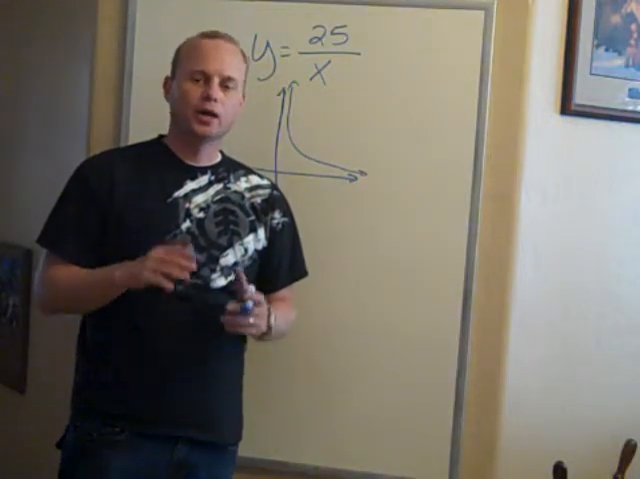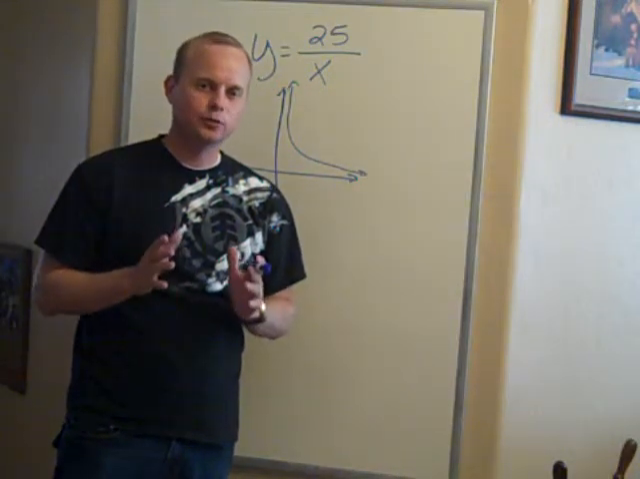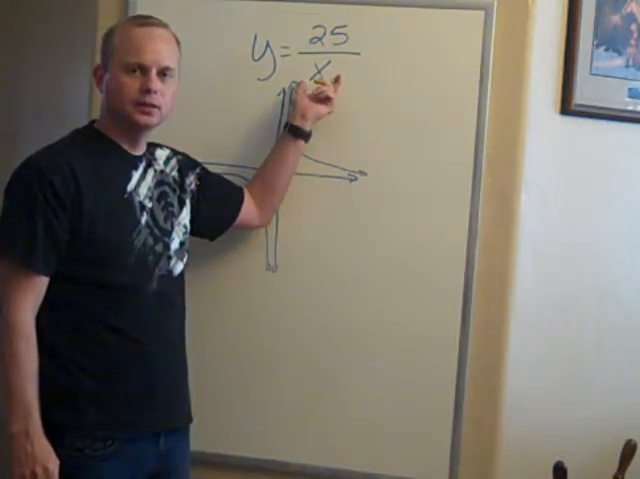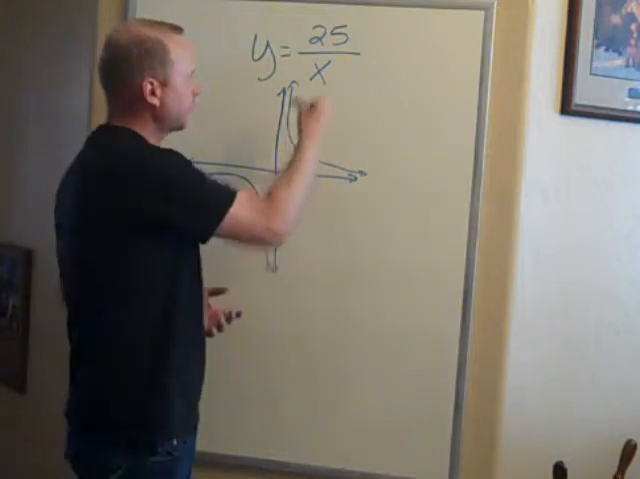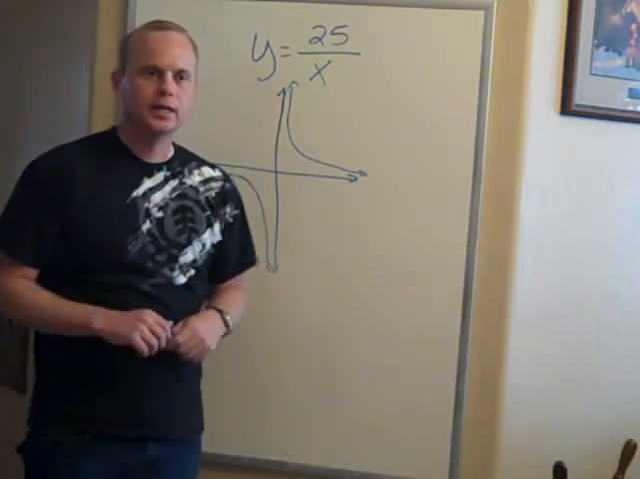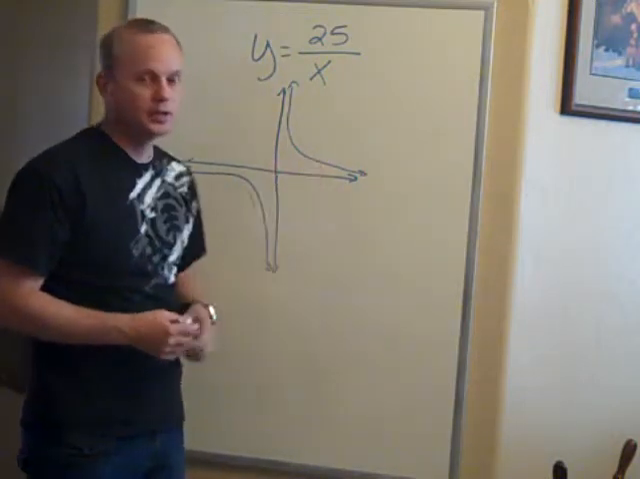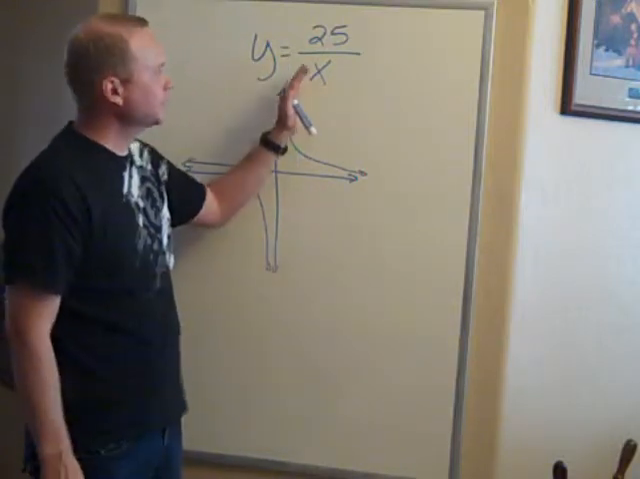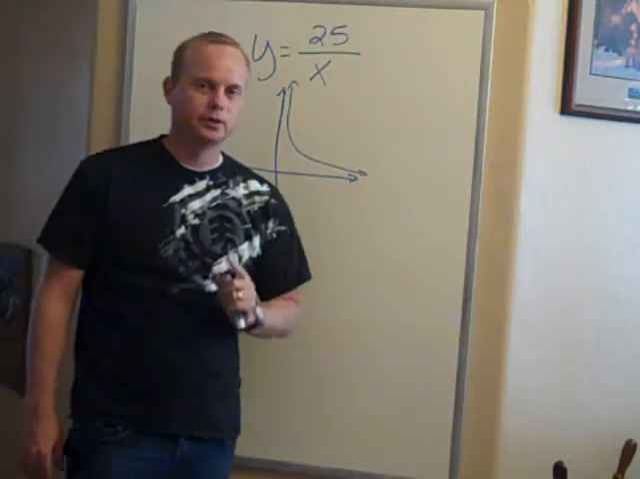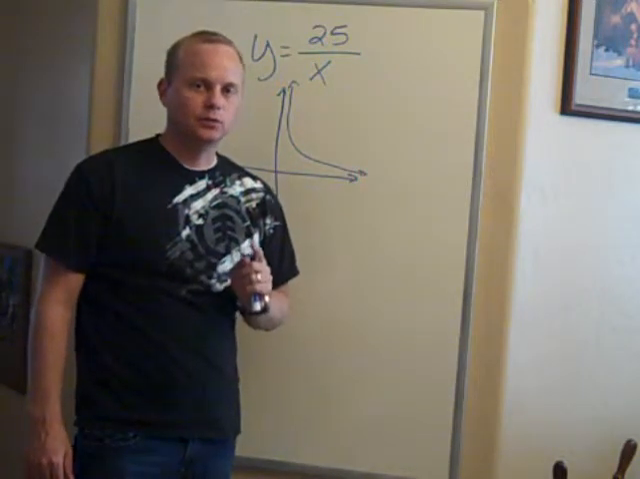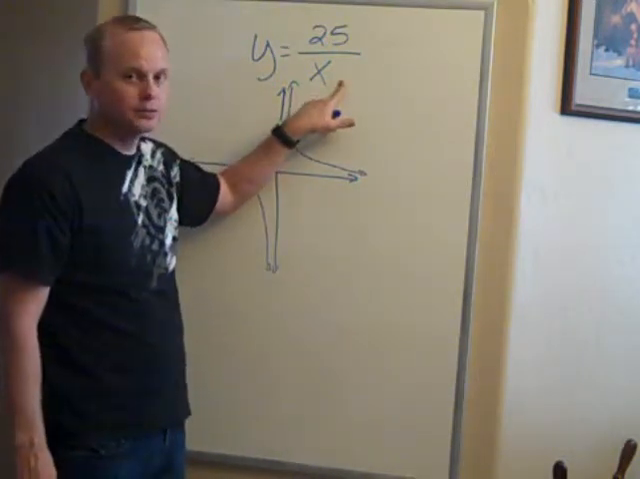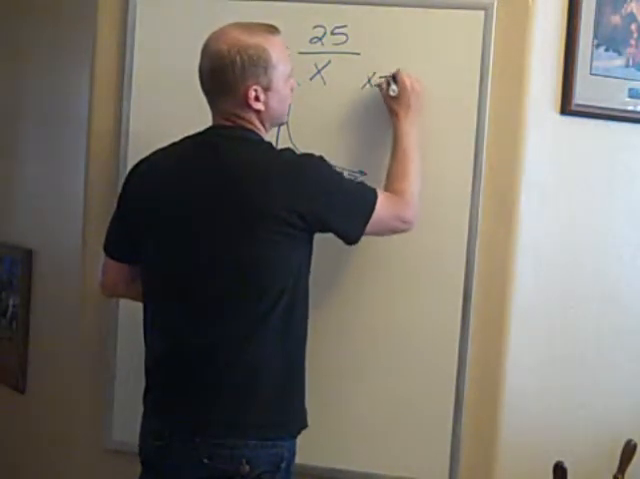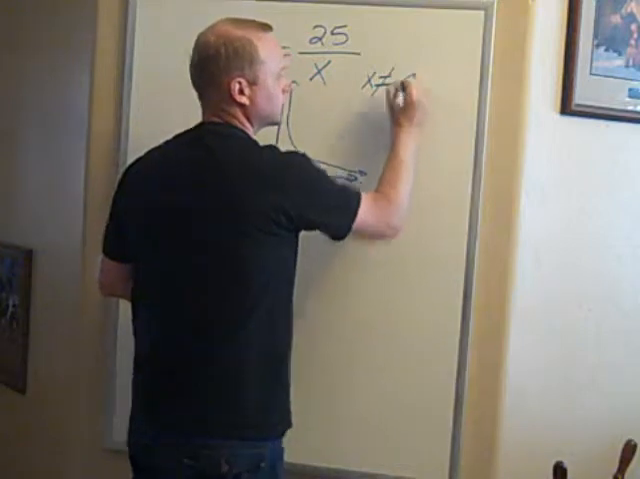And domain are any possible values for our input, or our x. What can x be? Well, can x be 1? 25 divided by 1 is 25, that would be okay. Can x be 3? 25 divided by 3, that's 8 point something. We're okay there, still good. X can really be anything here except for one number. X cannot be 0. Because we cannot divide by 0, x cannot equal 0.